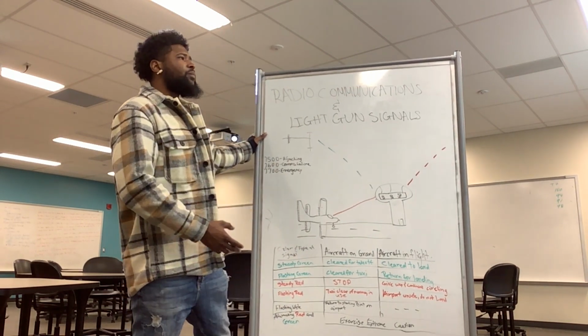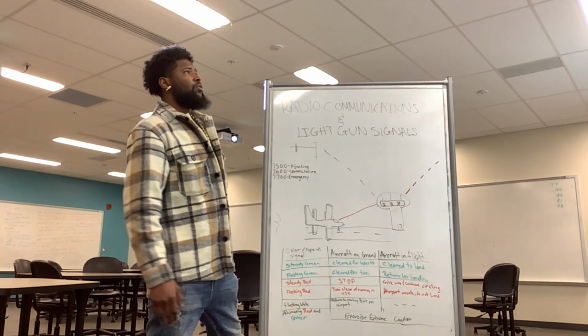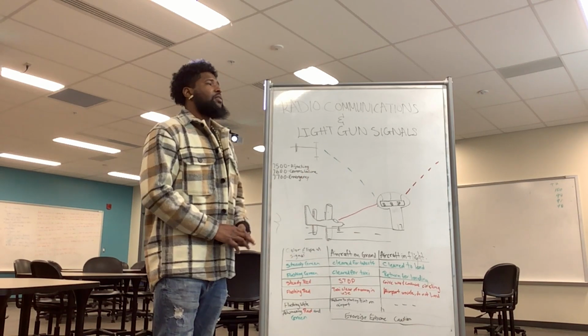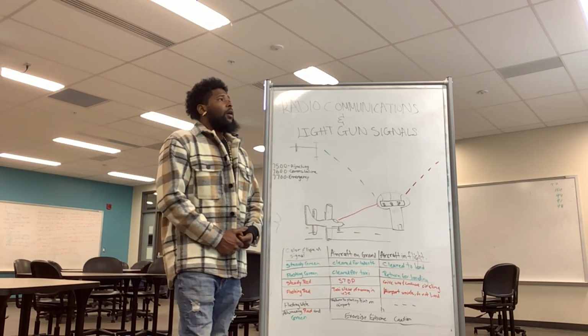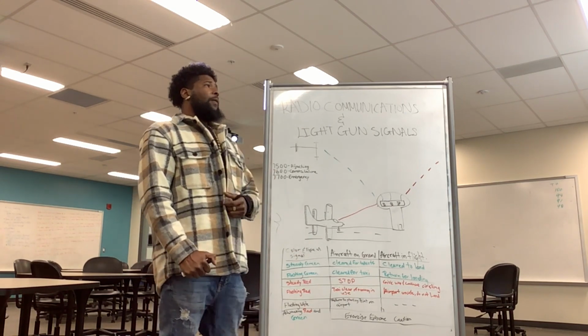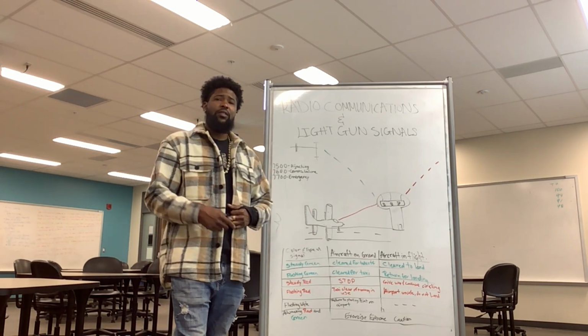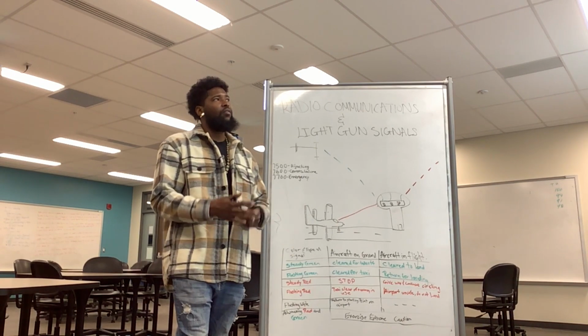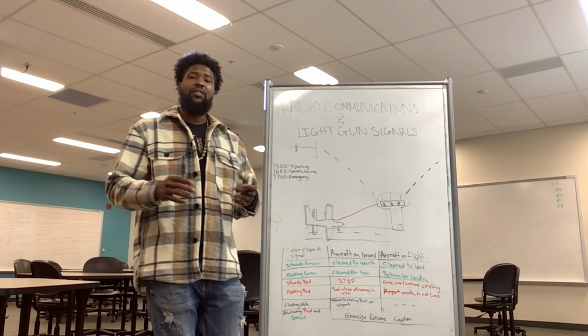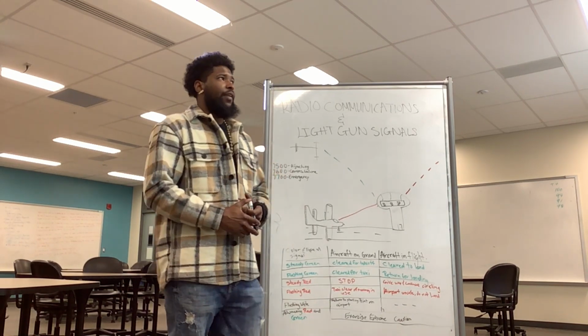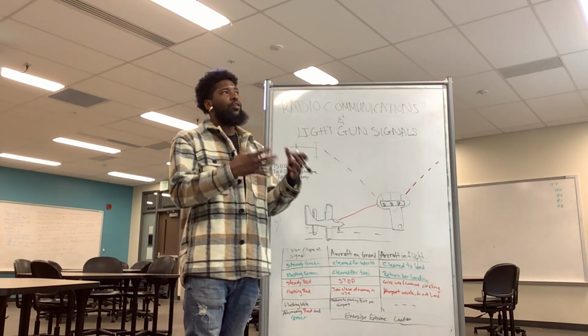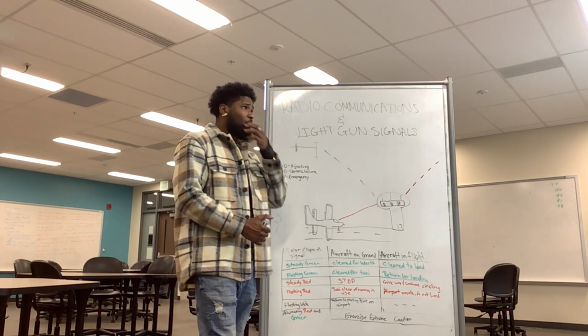Some of the materials that we're going to be using in this lesson are the sectional charts and some of the chart supplements. We're going to go through different chart supplements so you can get a view of what's depicted there in terms of frequencies and what's pertinent to radio communications and light gun signals.